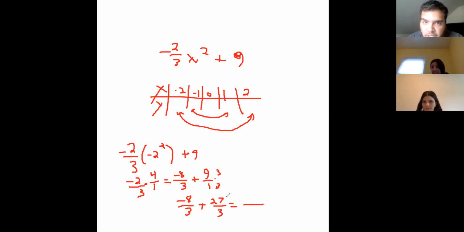Well, -8 plus 27 is 27 minus 8, so it's 19/3. You could write just 19/3, but that's kind of hard to graph, so let's change it into a mixed number. 3 goes into 19 6 times. 3 times 6 is 18, and then there's only 1 left over. So 6 1/3 should be your answer. Yeah, that's what I got. Good.